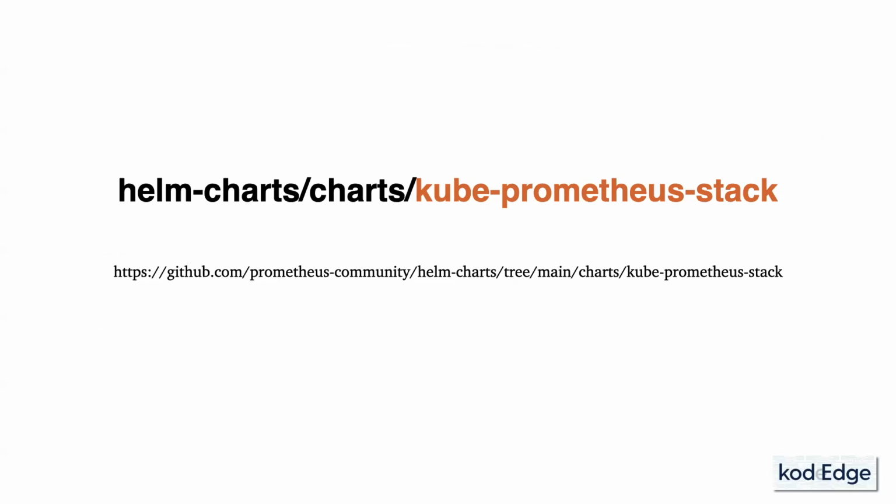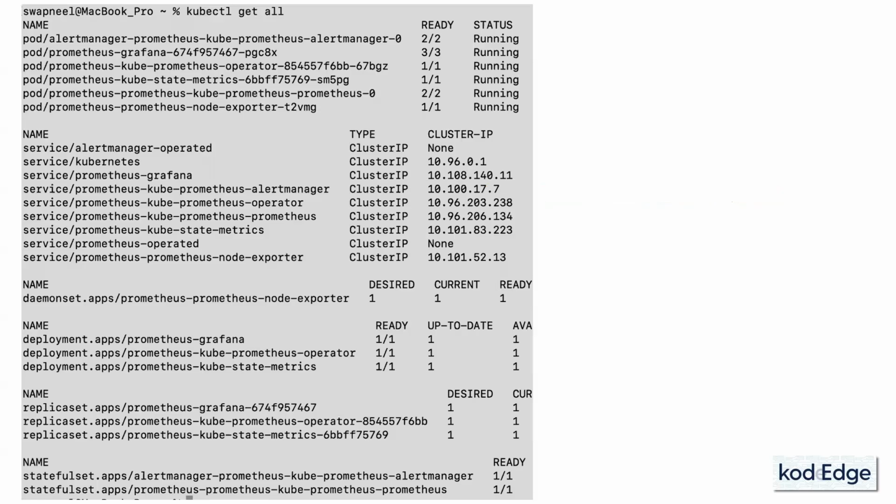This is the Helm chart we are going to install in our Kubernetes cluster for deploying Prometheus and Grafana. The Helm chart name is kube-prometheus-stack. When we deploy this chart, it is going to deploy multiple components into the Kubernetes cluster for Prometheus and Grafana. It is important to understand the use of all these components. These are all the components that get deployed when you install this Helm chart.